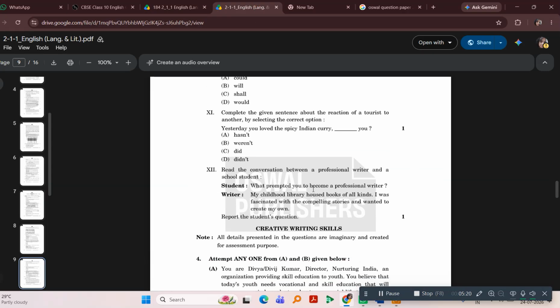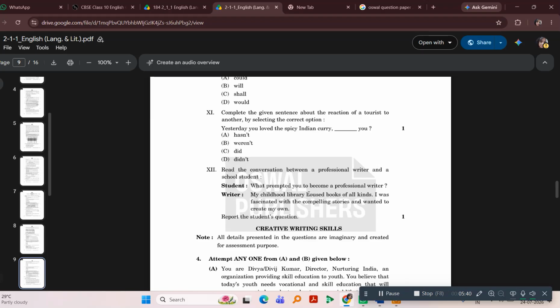Read the conversation between a professional writer and a school student. Student: what prompted you to become a professional writer? Writer: my childhood's library housed books of all kinds. I was fascinated with the compelling stories and wanted to create my own.